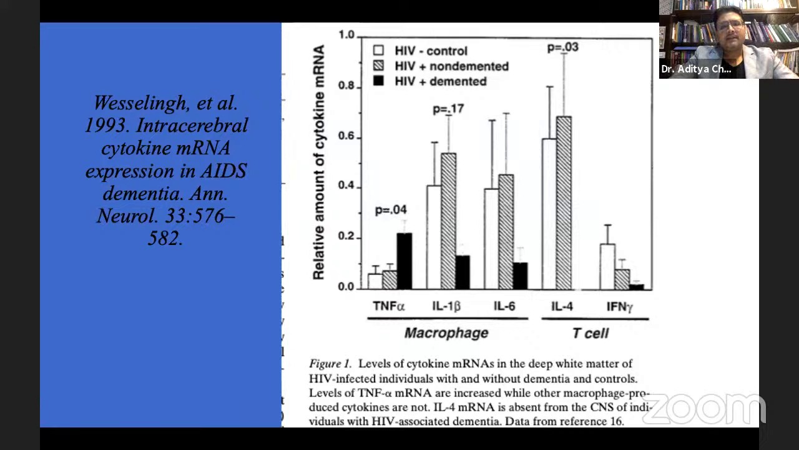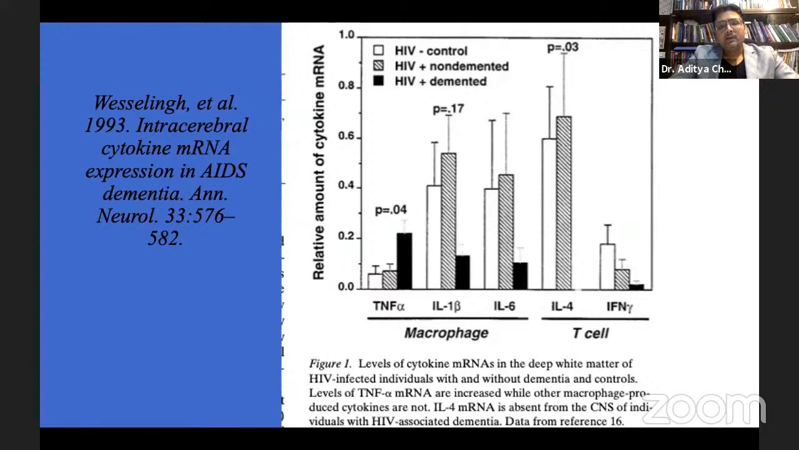Those patients of HIV with CNS involvement were further divided into 2: those who had HIV-associated dementia and those who didn't have dementia. So the levels were compared, and it was seen that the patients with HIV dementia had a significant rise in TNF alpha. However, once we measured the interleukin-4, it was seen that the HIV dementia patients had undetectable levels of this interleukin.